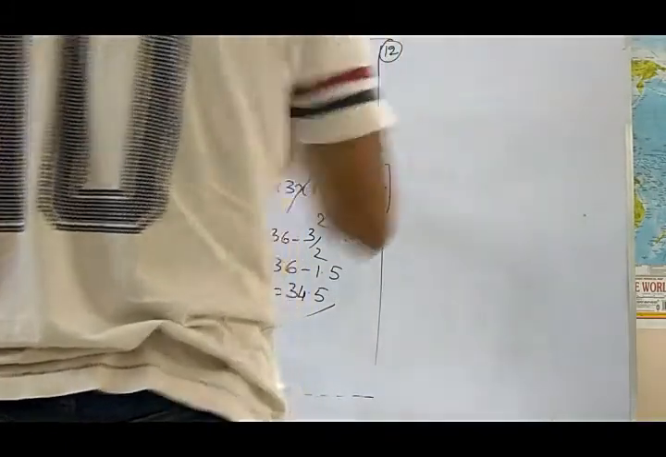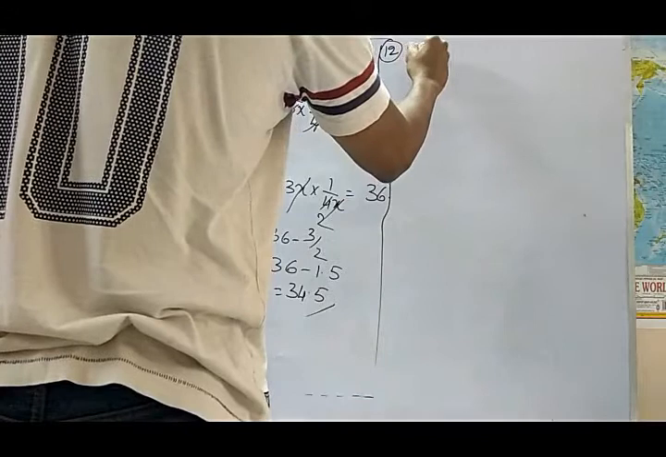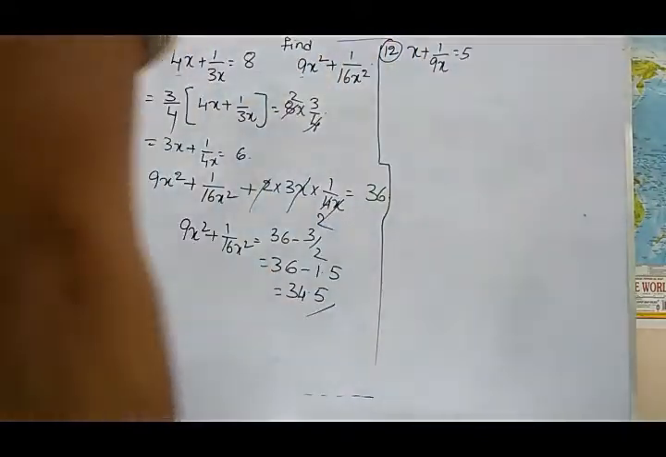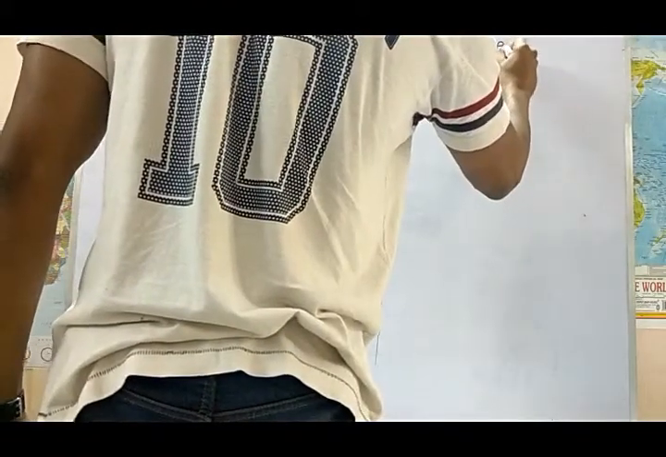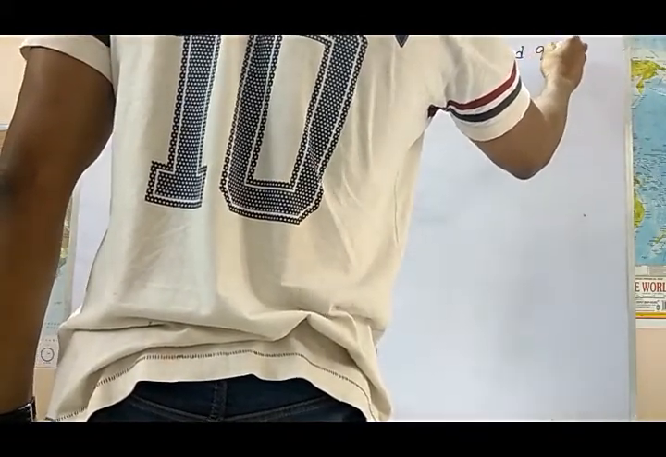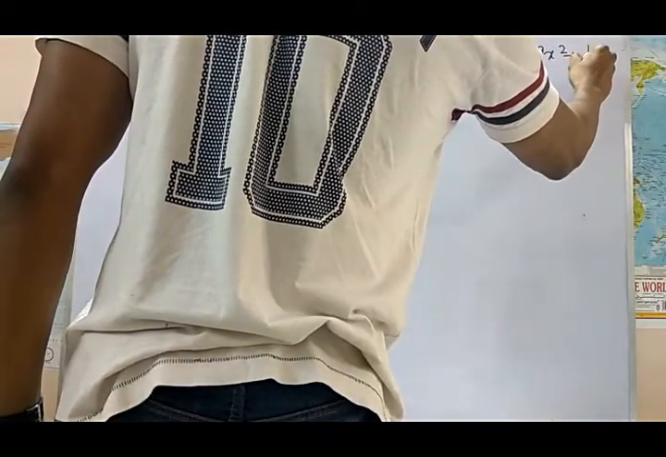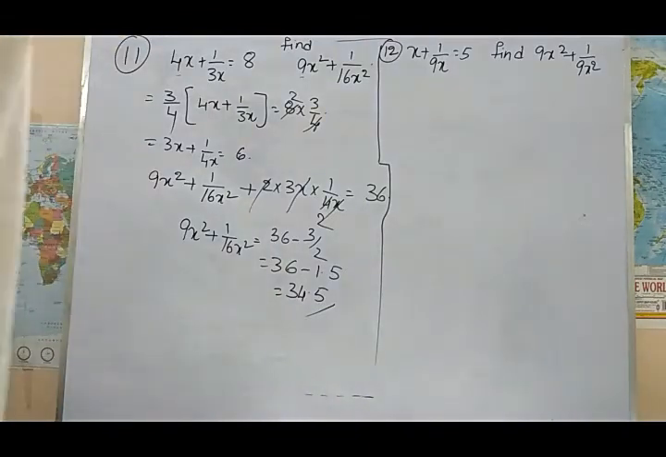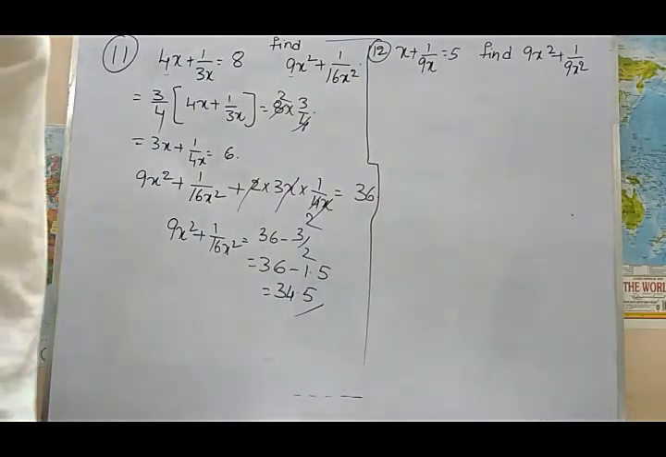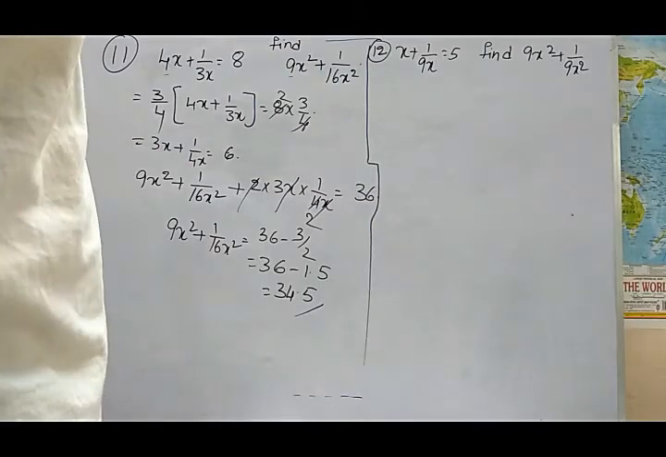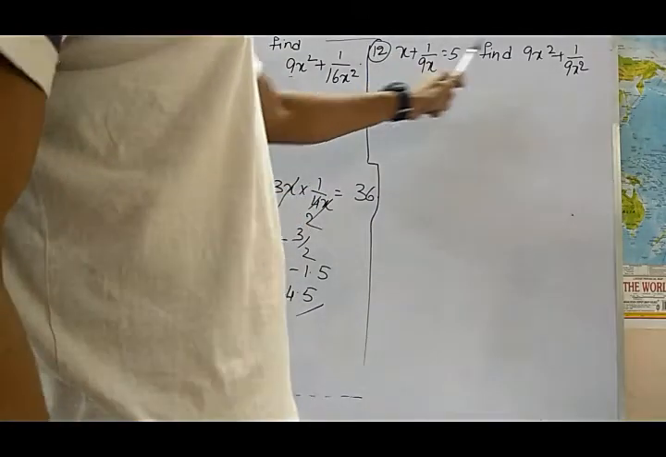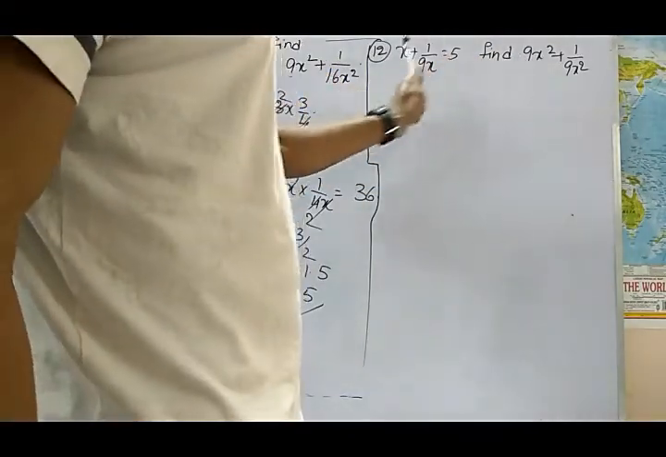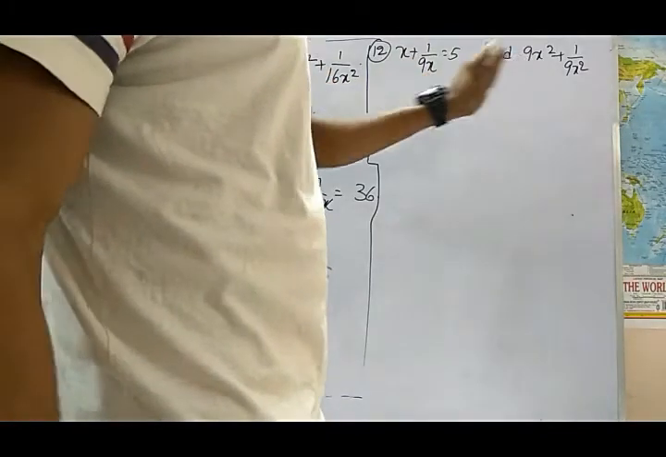12th one. x plus 1 by 9x equal to 5. We need to find 9x square plus 1 by 9x square. So observe here, students. We have 9 here. We don't have any number here. So we need to get some number so that we will get 9 here.